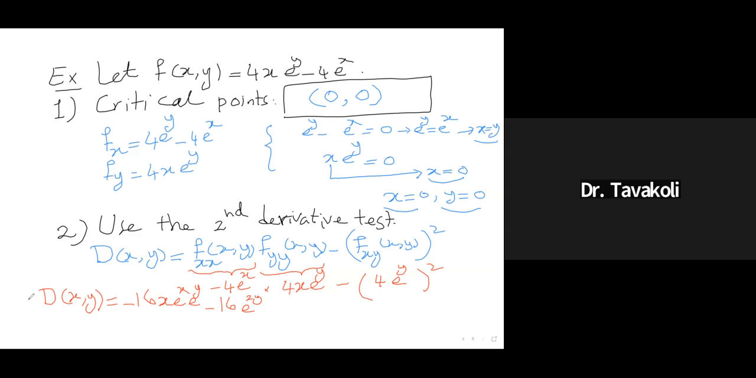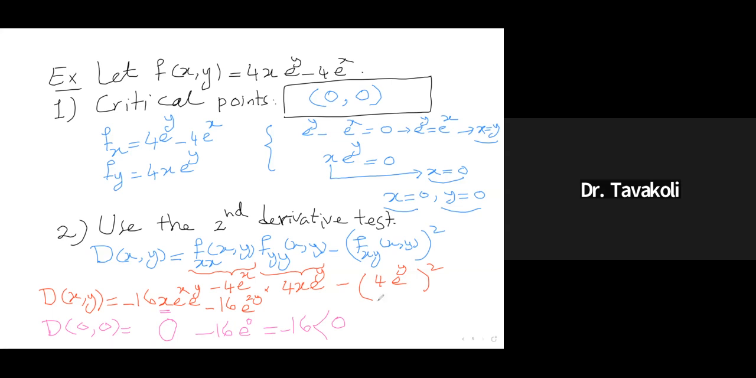So let's see what D is at (0, 0), the only critical point that we have. x is 0, y is 0. Since there is x here and x is 0, the first term is 0, then minus 16 e to the power of 2 times 0, which is e to the 0. And e to the 0 is 1, so this is just minus 16, which is negative.